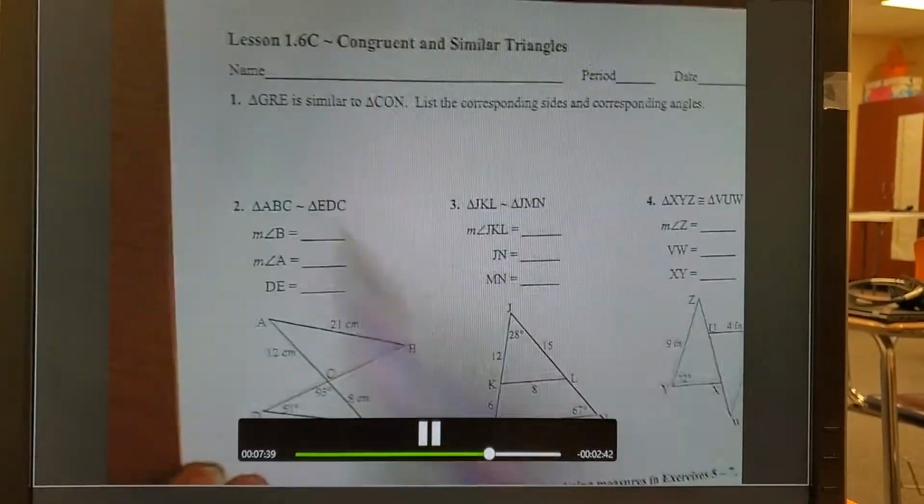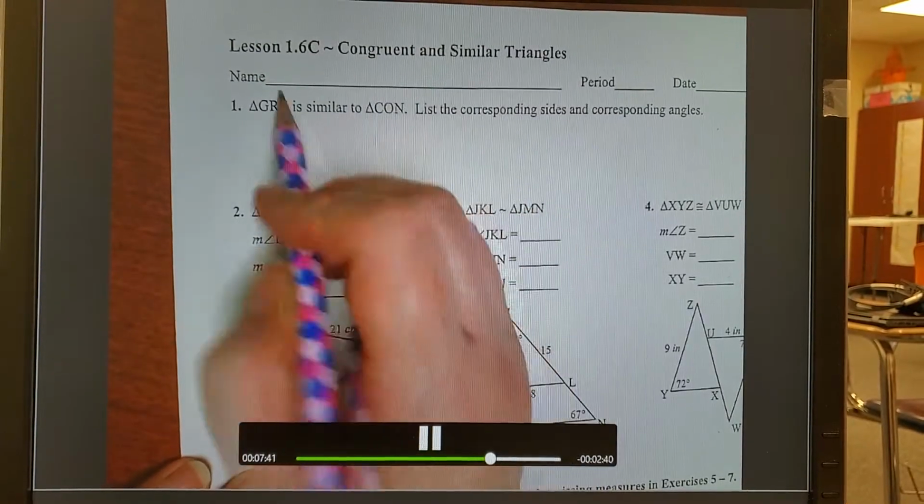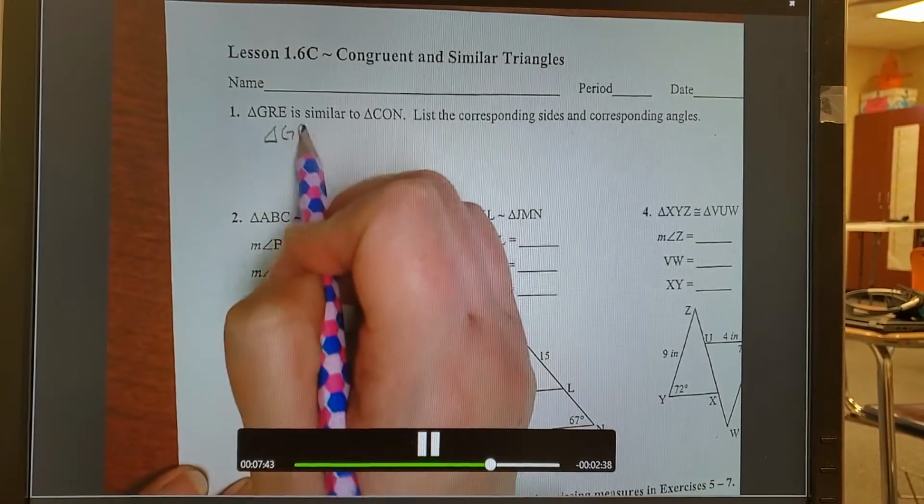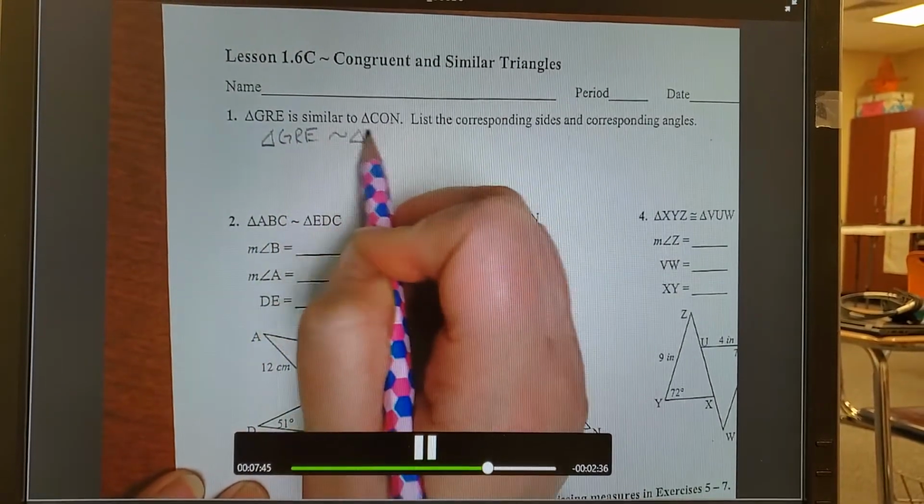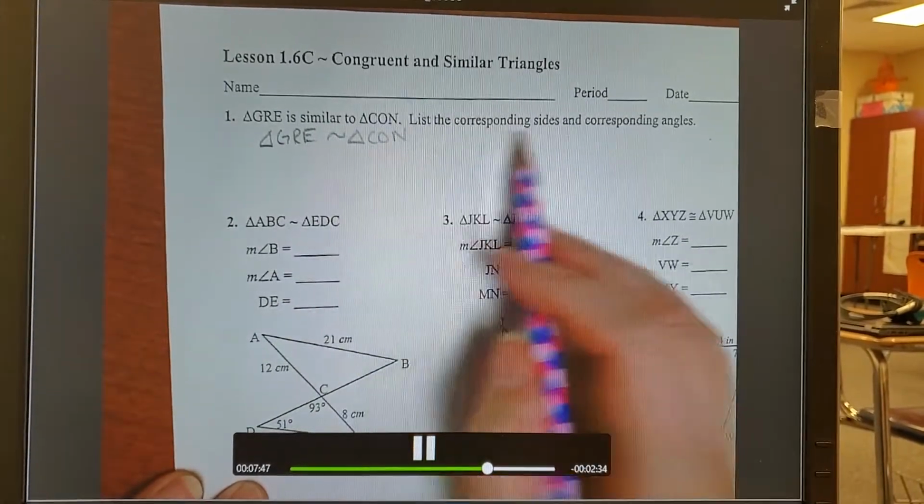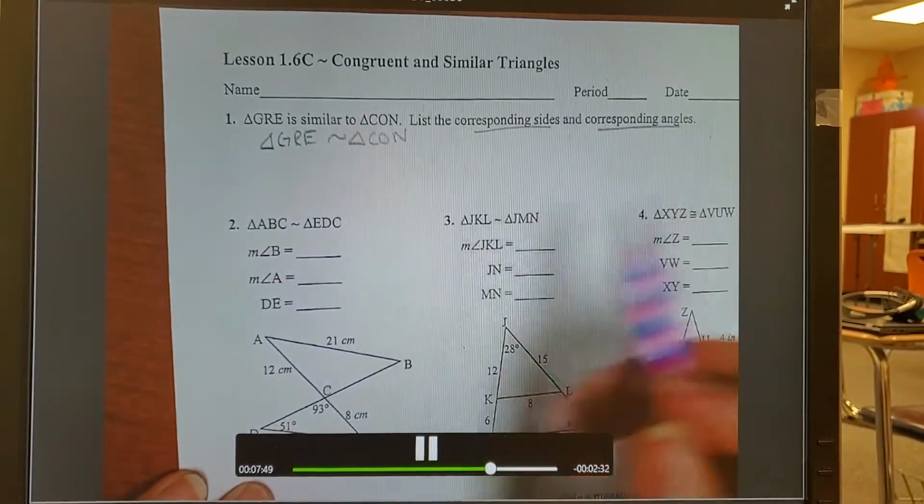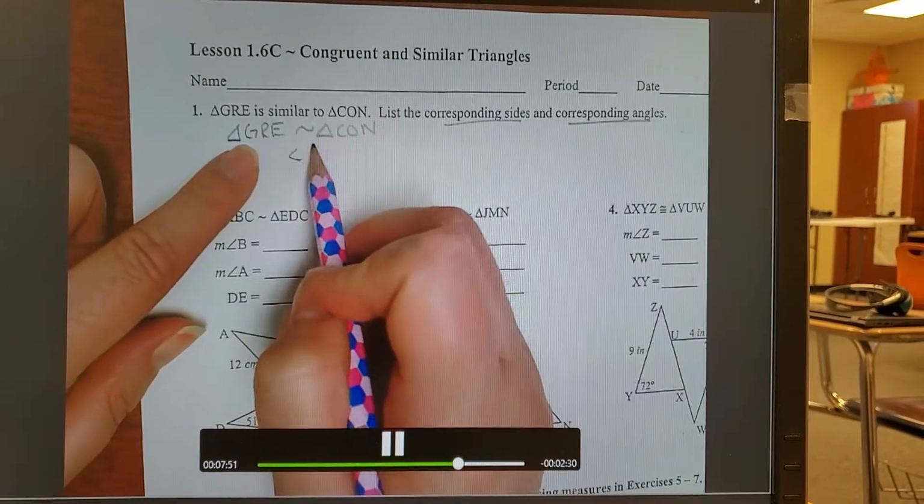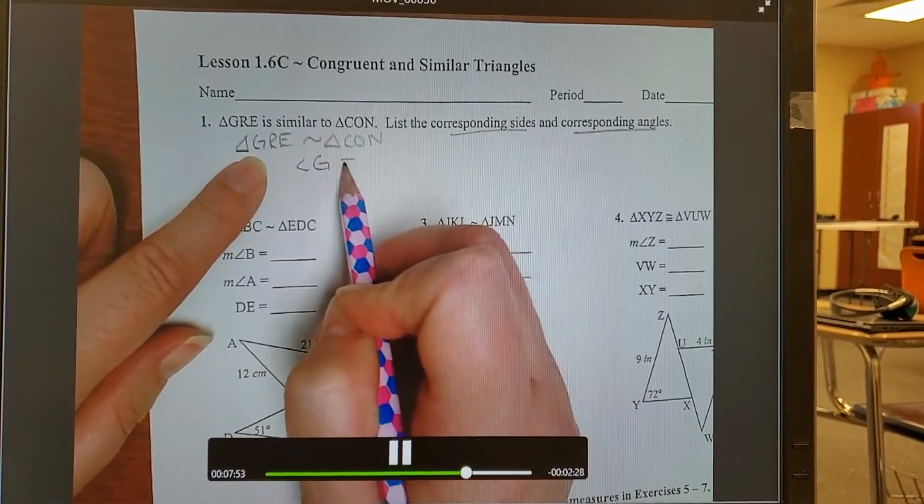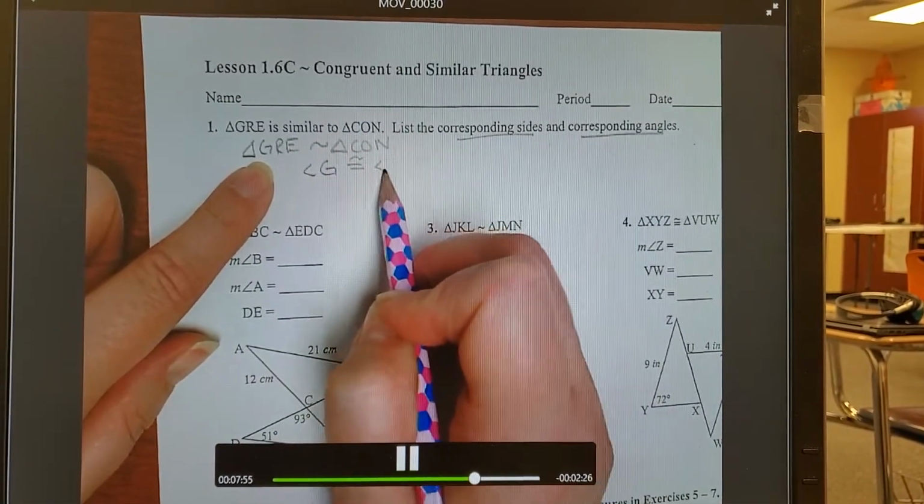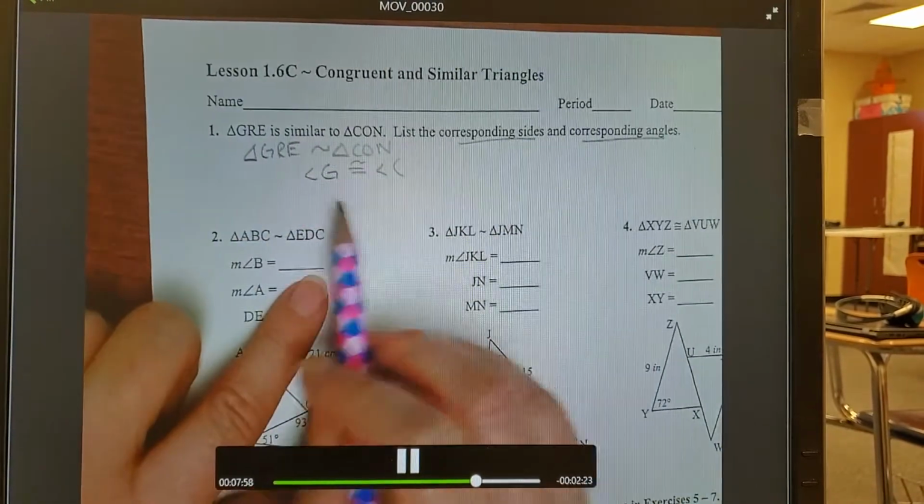Read the question carefully on 6. On to the back side, we have angle GRE, similar. There's your similar symbol to angle CON. List the corresponding sides and the corresponding angles. If I start with the angles, I know the angle G is congruent to angle C.